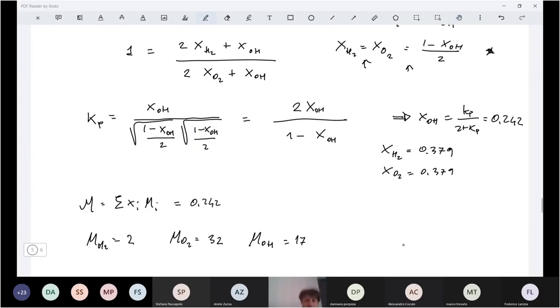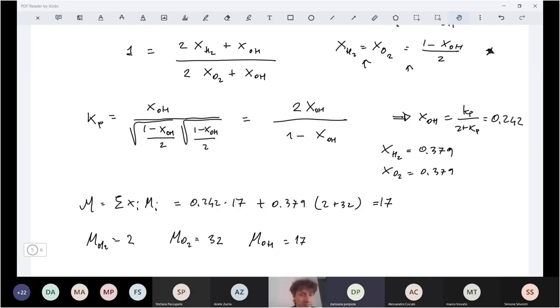You see here that if you now consider 0.242 times 17 plus 0.379 times (2 plus 32), this is exactly the sum, because we have the same X for hydrogen and oxygen. And so I group this in a single parenthesis, and we see that the result is 17. And actually, for any position of the reaction, if you have just this reaction, the result will always be 17, but again, this is just because this is a special case.